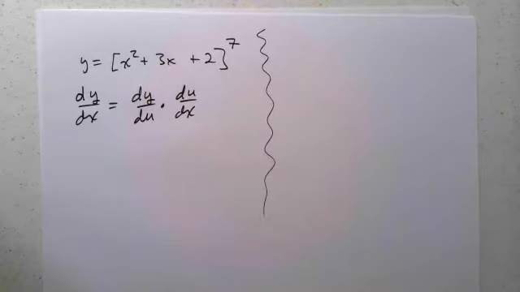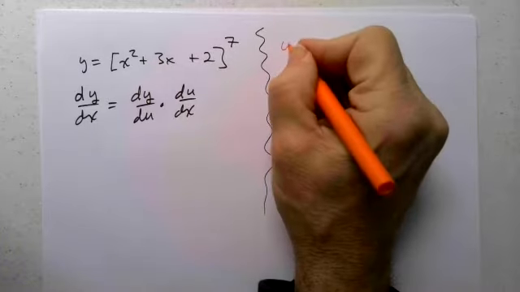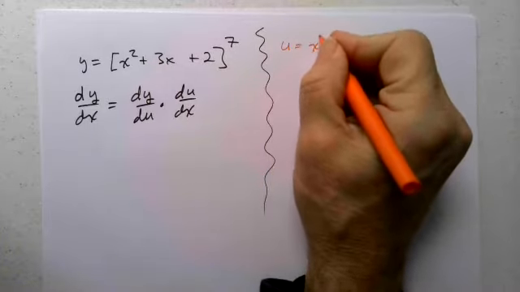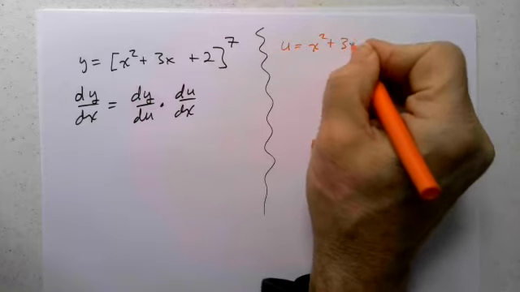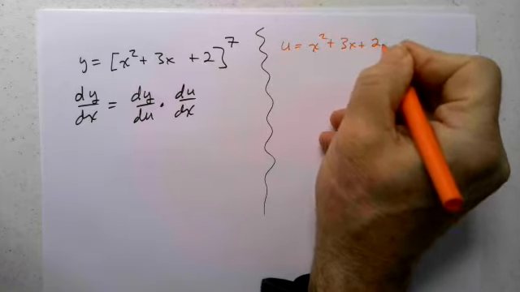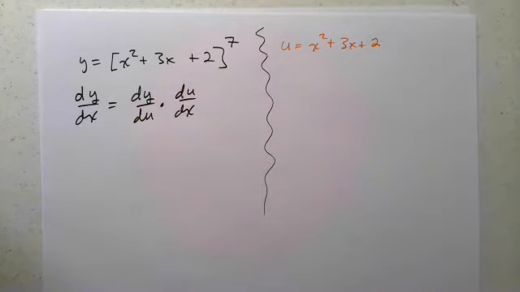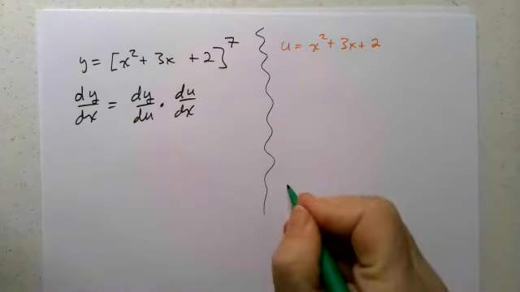So the inner function is what I'm going to call u. So u is going to equal x squared plus 3x plus 2. If that's the case, then y equals u to the 7th. So down here, I'm just going to make a note. Y equals u to the 7th when I make that substitution.